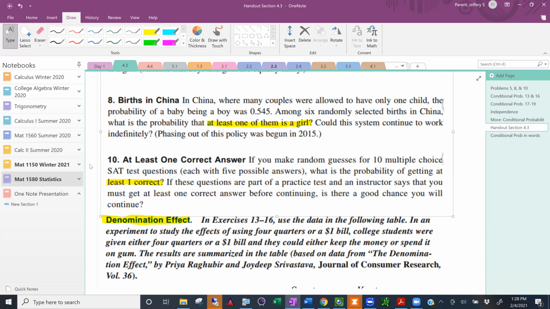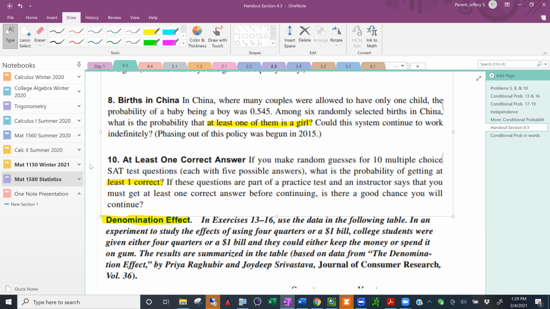In China, where many couples were allowed to have only 1 child, the probability of a baby being a boy was 54.5%. Now, they've since stopped that 1 child per couple policy. I think they ended about 6 years ago. Among 6 randomly selected births in China, what's the probability that at least one of them is a girl? So, okay, at least one of them amongst the 6.